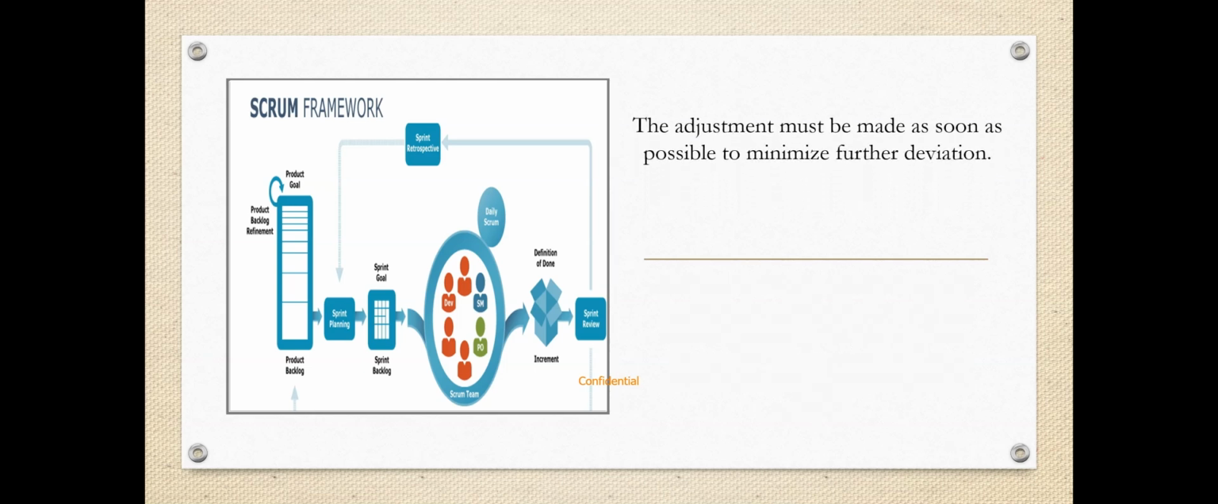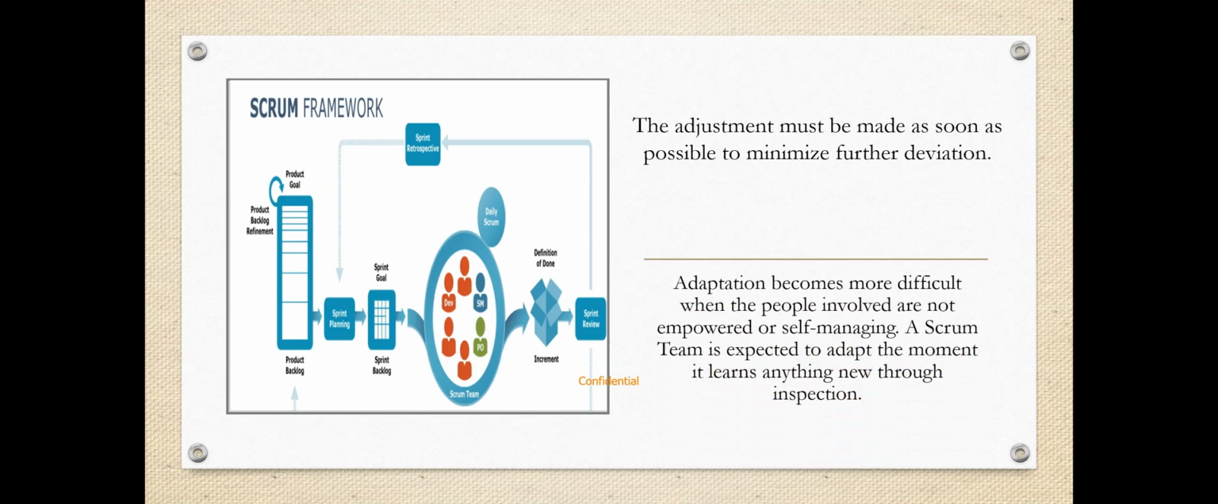Adaptation becomes more difficult when the people involved are not empowered or self-managing. A Scrum team is expected to adapt the moment it learns anything new through inspection.